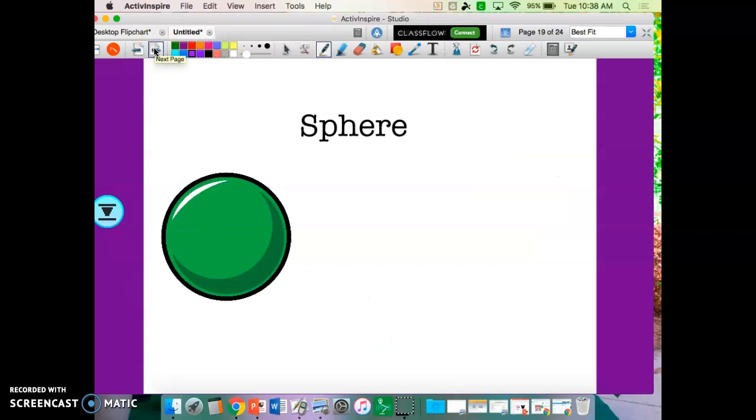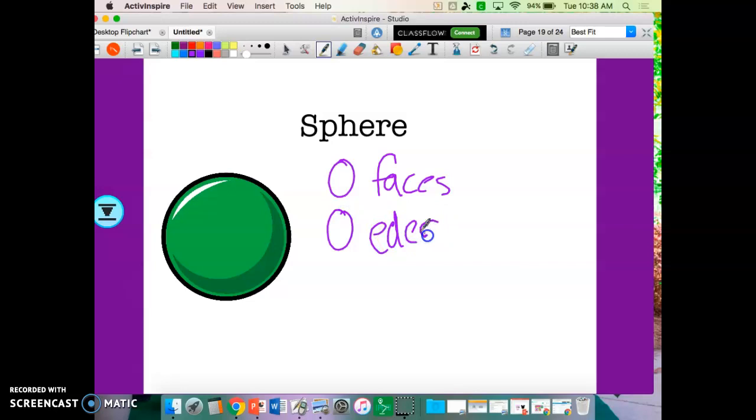So going through and identifying these shapes, the sphere is round. So it's going to have 0 faces. Because it does not have a face, it will not have an edge. So it has 0 edges. Sorry, I messed that up. Talking and writing is hard, apparently. All right, 0 faces, 0 edges, and then because it has 0 edges, it's going to have 0 vertexes, or vertices.